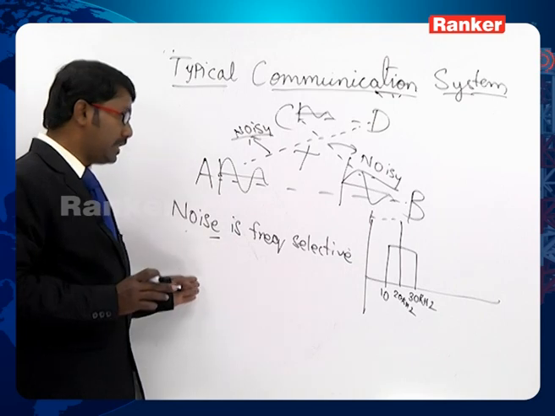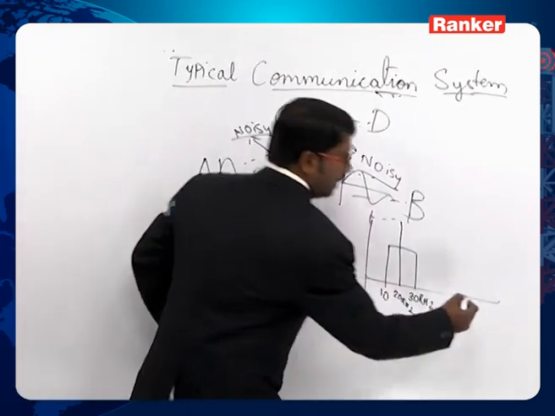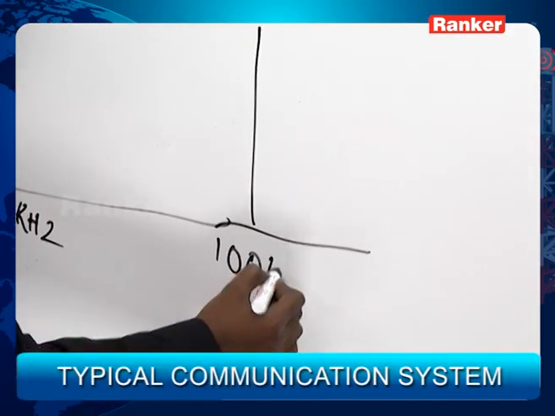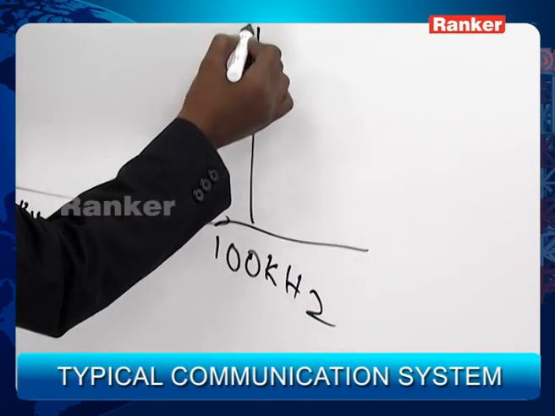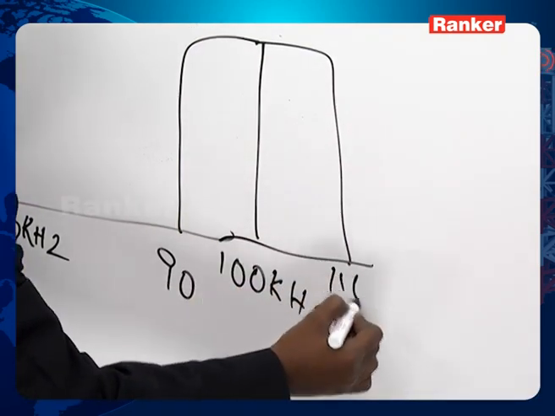Now, if I say I am modulating my signal to a central carrier frequency of say 100 kilohertz, again with a bandwidth of 20 kilohertz, from 90 to 110 kilohertz.